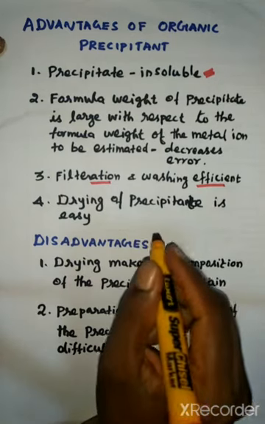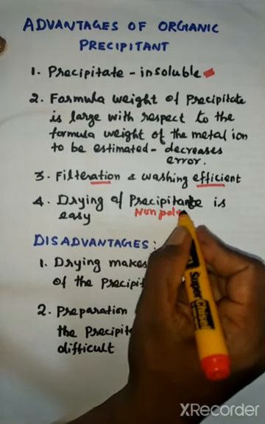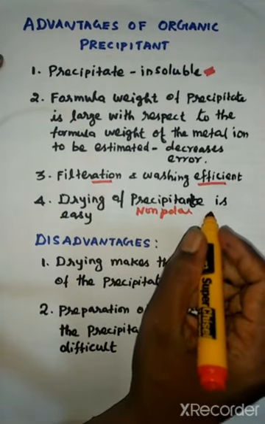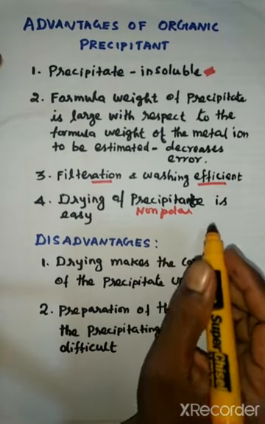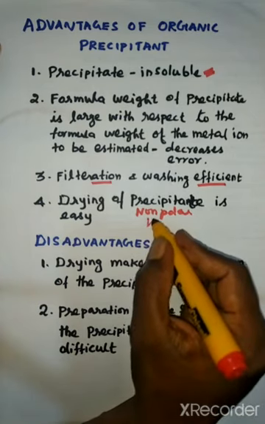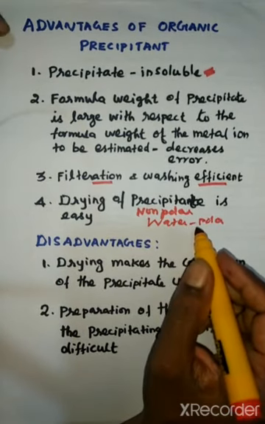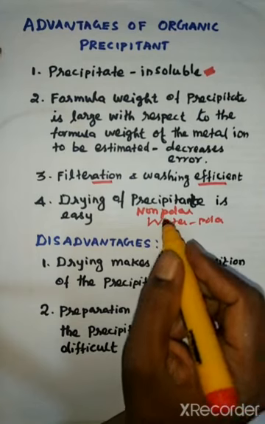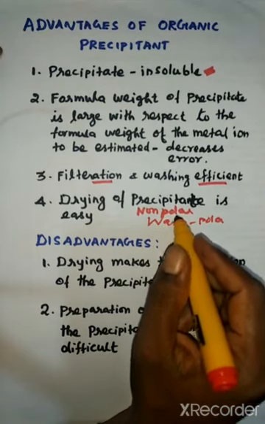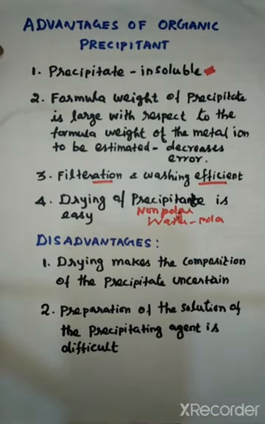We know organic compounds are non-polar, so they won't easily join or combine with water molecules, because water is polar. So when we use the non-polar compounds, that is organic compounds, they will not easily stick with the water, and hence the drying of the precipitate is easy when we use organic compounds.